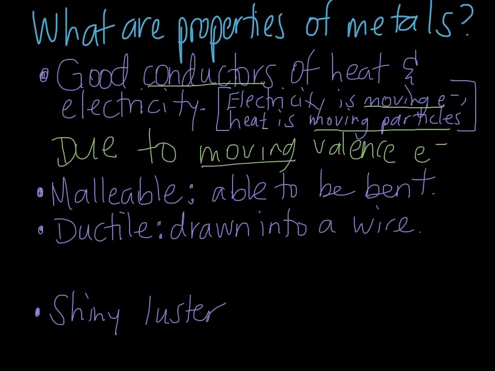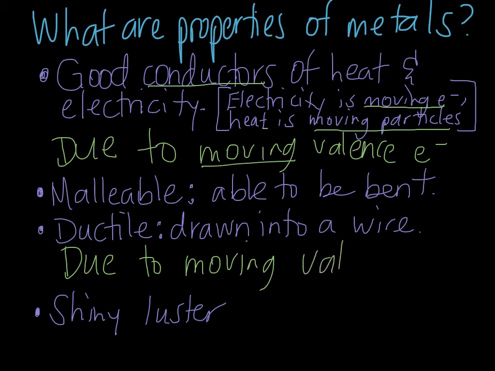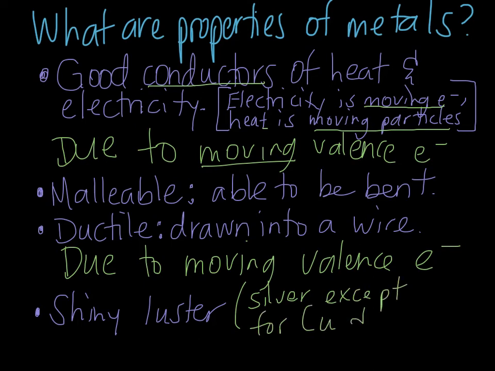Other properties of metals: they are malleable and ductile, meaning they're able to be bent and drawn into a wire. And again, this is due to those moving valence electrons, so it allows a lot of movement of the atoms, but the atoms are still able to stay together. And then the very last property is that metals all tend to be shiny. They are all silver except for copper and gold. So just make note of those properties, and let's talk more about how those bonds work.